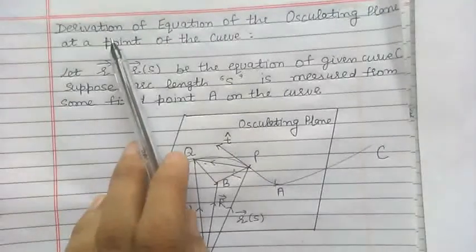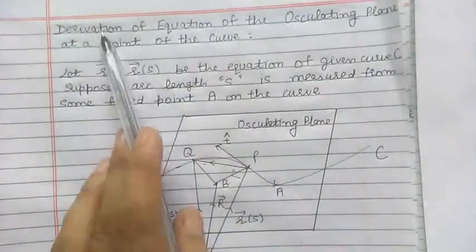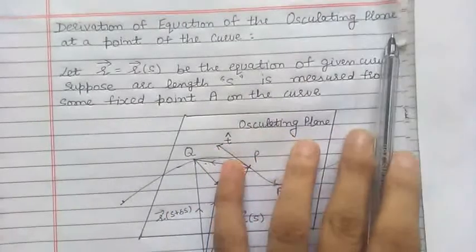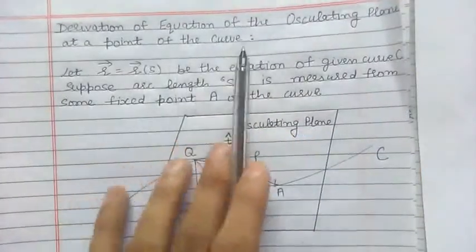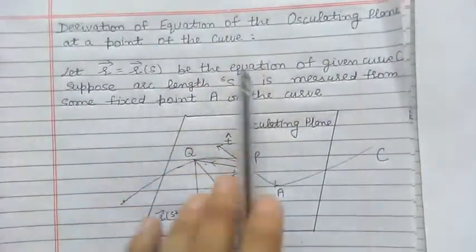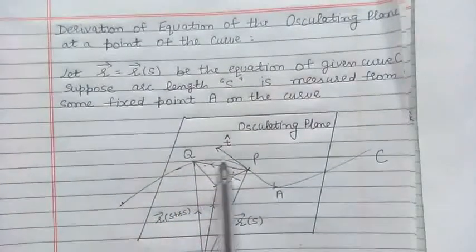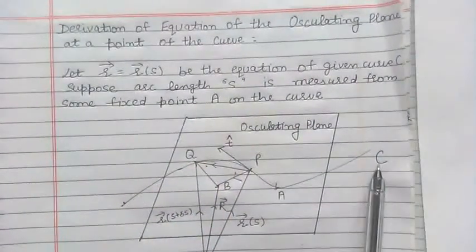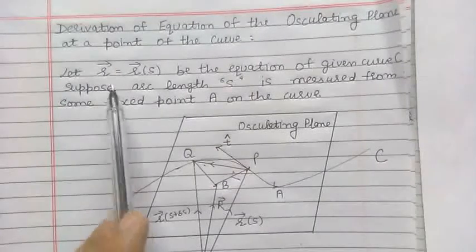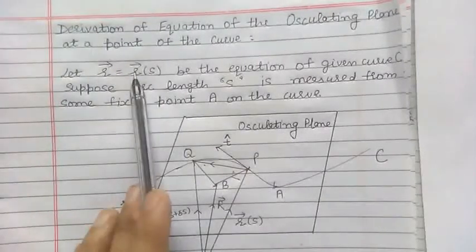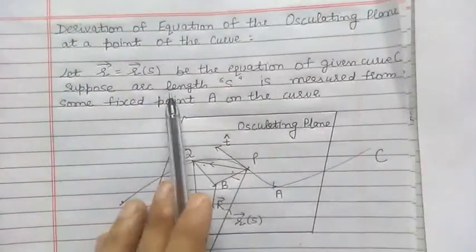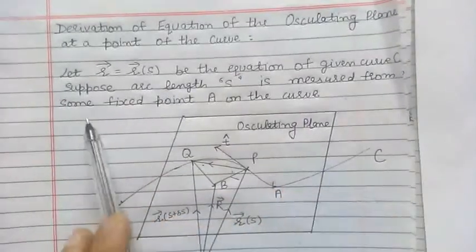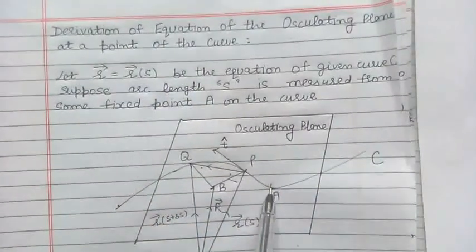Good morning students. Today you will learn how to derive the equation of osculating plane at a point of the given space curve. In order to derive this, let us take a curve C having the parametric equation given by this, and arc length S is measured from this fixed point A.